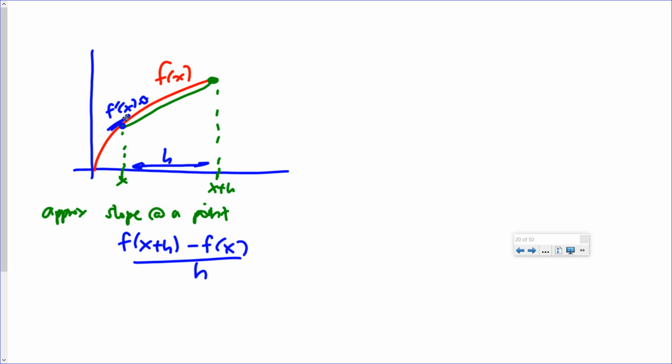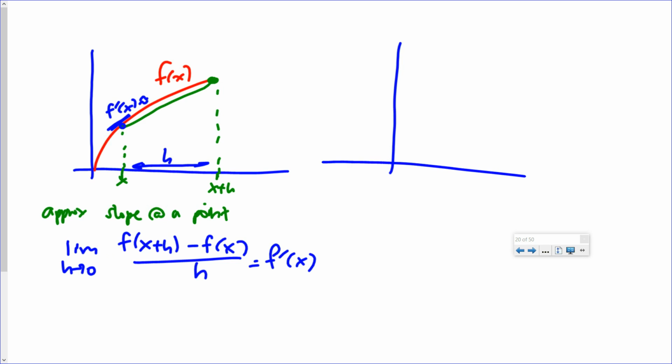So how do I get the exact derivative? I would make h what? Approach 0. Yeah, approach 0. So if I took the limit as this went to 0, what I would get is the exact derivative, the exact value of the slope at that point. Okay. If I wanted to approximate it, I could use average rate of change. But if I wanted the exact value of that slope, I would actually have to take the limit. And so we do the same thing for integrals.